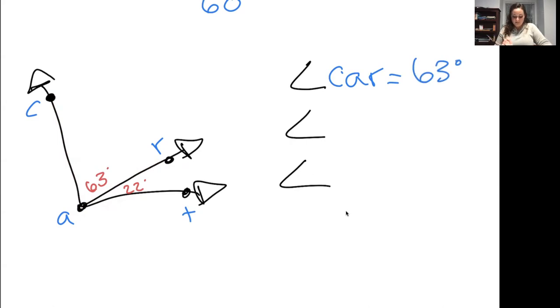Next one that I know goes from here to here to here. Okay, and if I connect those letters up, I get R-A-T. Gotcha. And that one is 22 degrees based on what they've told me.